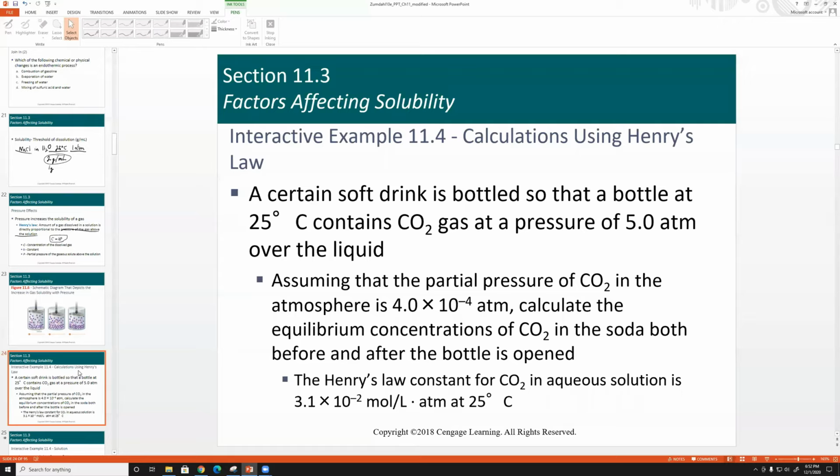Okay, so the Henry's law constant for CO2, we'll do this one together. The Henry's law constant for CO2 is, well, we've got to look at the unit, 3.1 times 10 to the negative 2 moles per liter atm at 25 degrees Celsius. So Henry's law, we have C equals kP. So we have the soft drink bottled up and the pressure is 5 atm over the liquid. Now, assuming the partial pressure is this, calculate the equilibrium concentration of CO2 before and after the bottle's open.